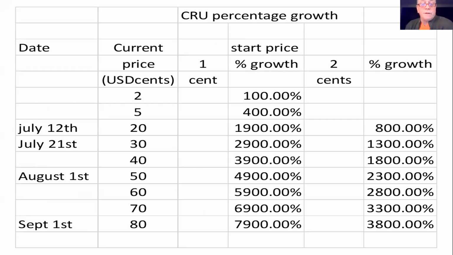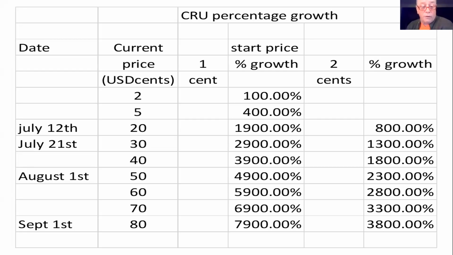Now this is the chart if you buy CRU for 1 cent or 2 cents. We know that on the 1st of August, the conditional price of World CRU is going to be 50 cents. If you bought CRU for 1 cent and you sell it on the exchange for 50 cents, that's a 4,900% growth. And the numbers are there, reflective of what's going to happen.